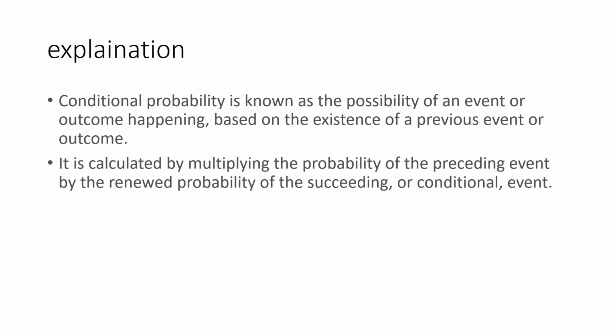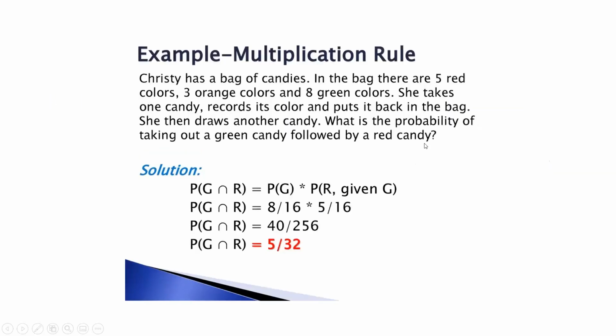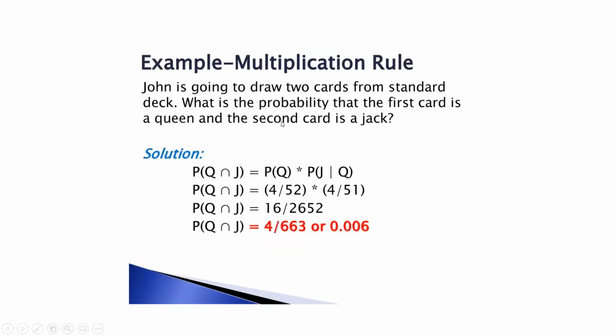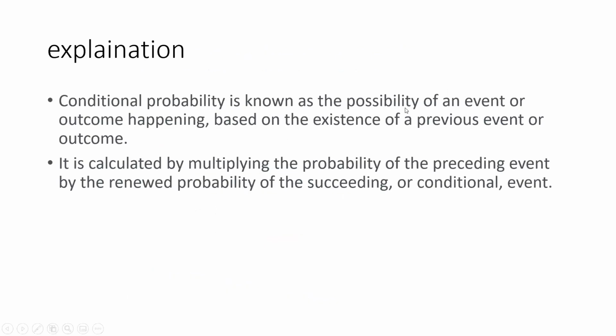Conditional probability is known as the possibility of an event or an outcome happening based on the existence of a previous event. As I have explained in this example, what was the previous event? The previous event was drawing one card from the deck, that was a queen. And then we had the probability that the second card would be a jack. So conditioning it with the queen, we got this answer. Sorry, I would be rushing now. So this was the whole of the thing.